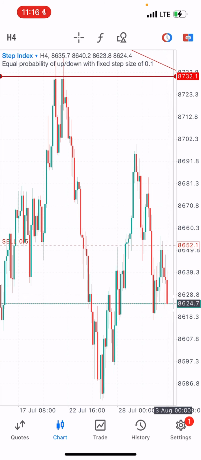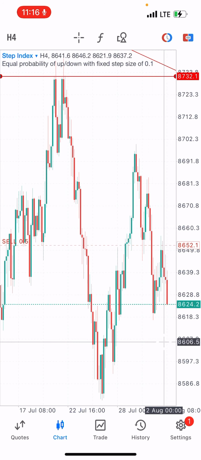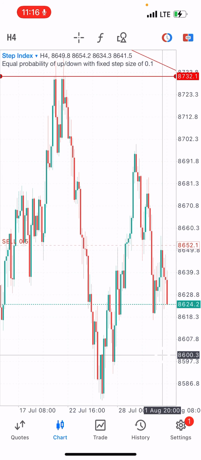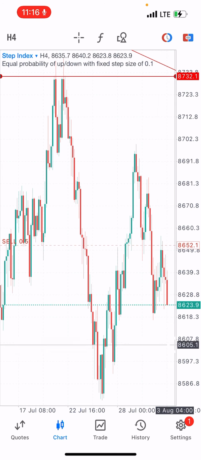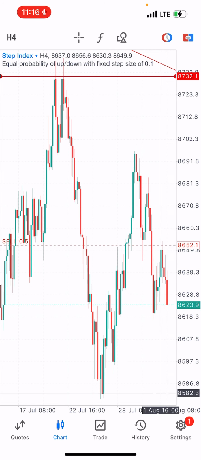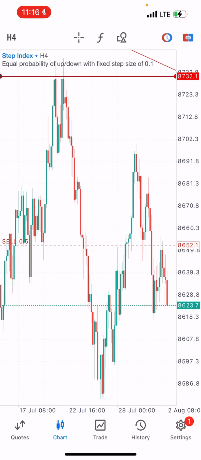So what we are expecting right now is for this market to come down again, at least to this level, to give us another lower low move, then go to the upside again and continue the move to the downside. Guys, just keep it at the back of your mind.